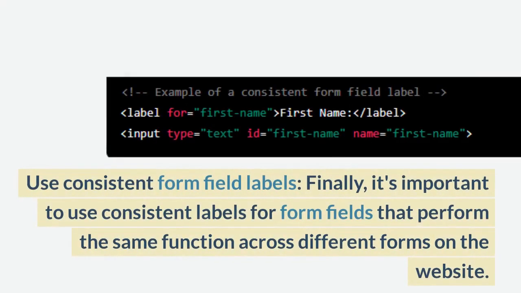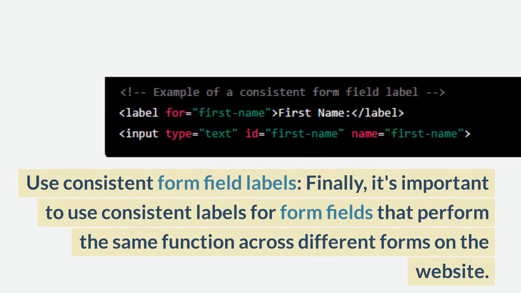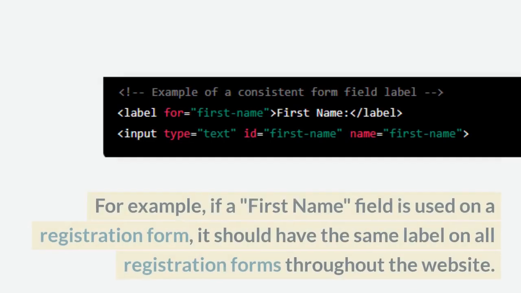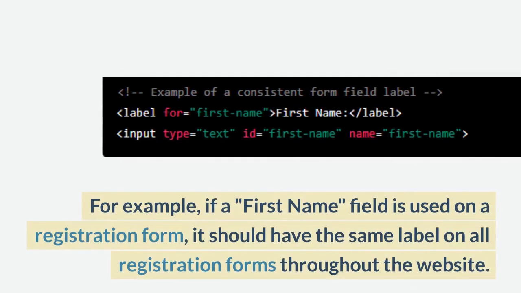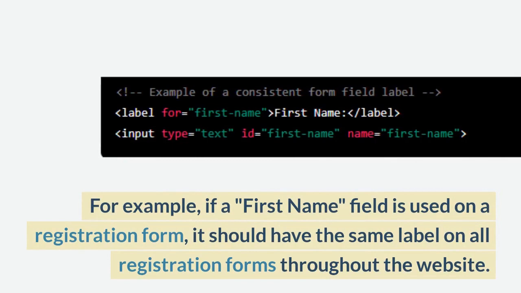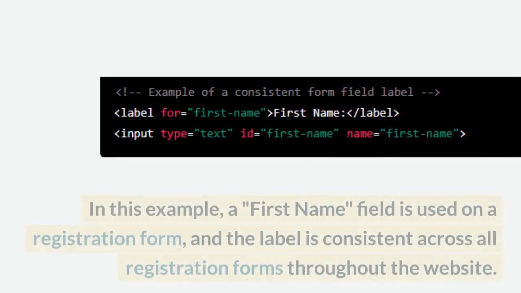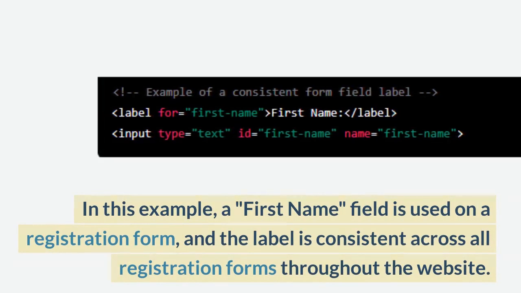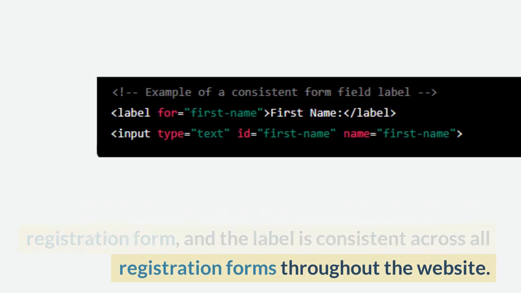Use consistent form field labels. Finally, it's important to use consistent labels for form fields that perform the same function across different forms on the website. For example, if a first name field is used on a registration form, it should have the same label on all registration forms throughout the website. In this example, a first name field is used on a registration form, and the label is consistent across all registration forms throughout the website.